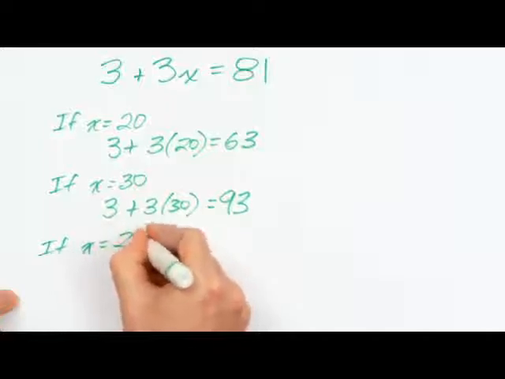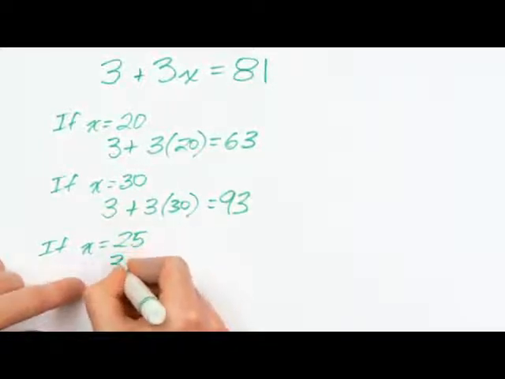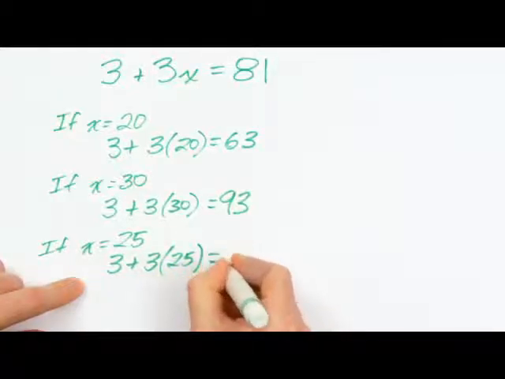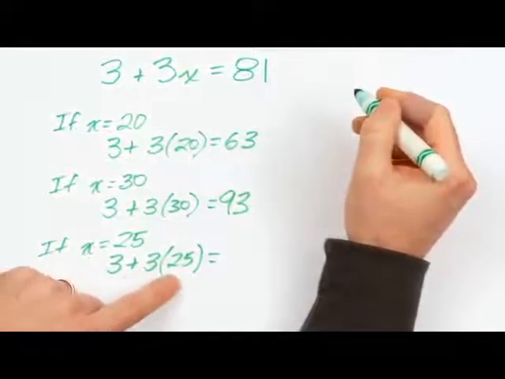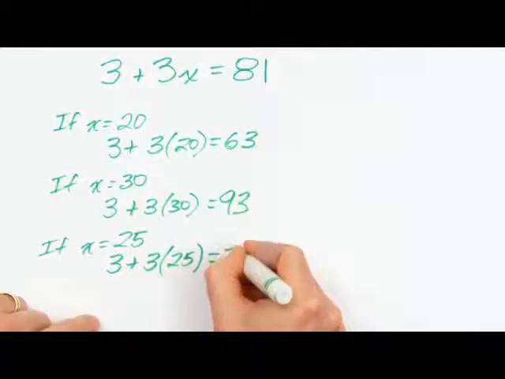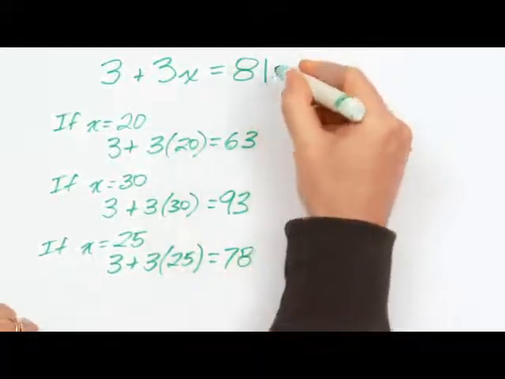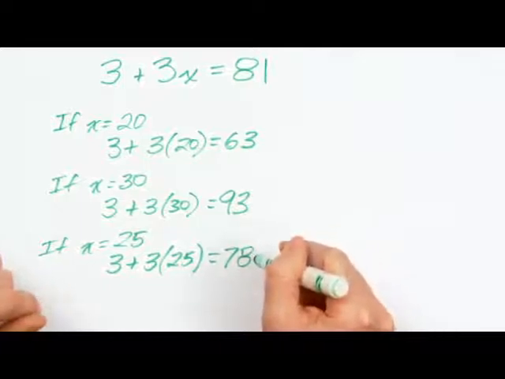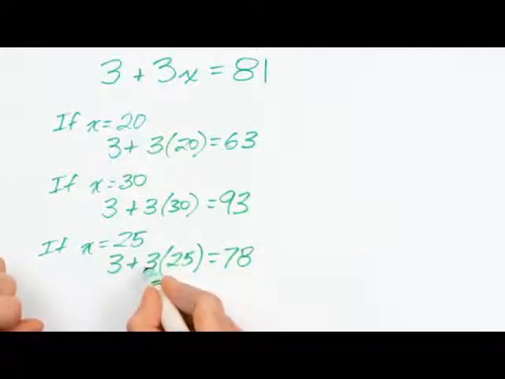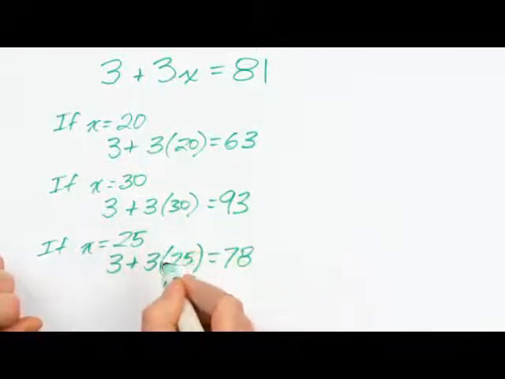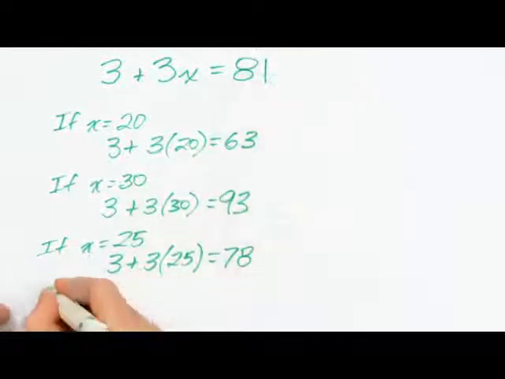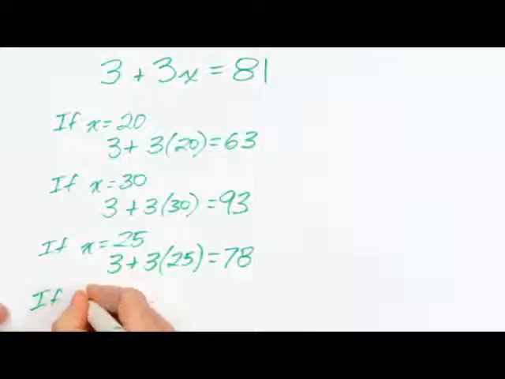We'll try 25. Then we'd have 3 plus 3 times 25. Well, 3 times 25 is 75, plus 3, that's 78. We're almost there. We're just a little bit too low. So let's think about this for a minute. When x increases by 1 here, it's actually increasing the value by 3 because I'm multiplying x by 3. I think I've got it. I think it's going to be 26.